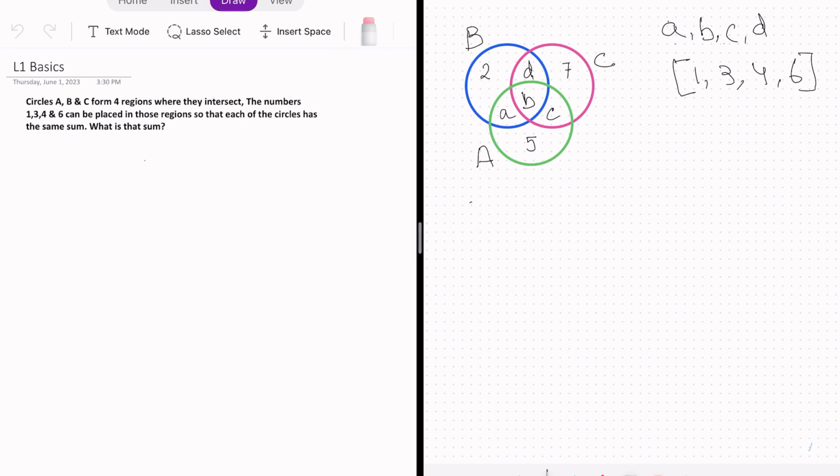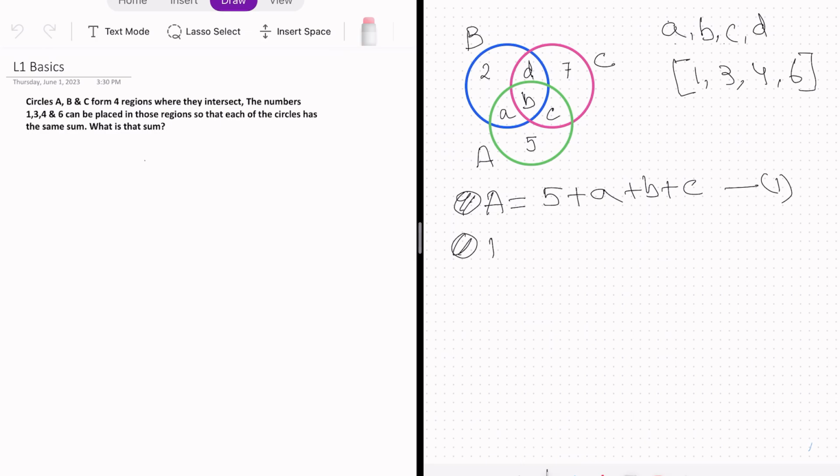The second clue I have is each of the circles has the same sum. So let's look at the three circles and see what the sum means. If I look at circle A, the sum of circle A is 5 plus A plus B plus C. Let me mark that as 1.